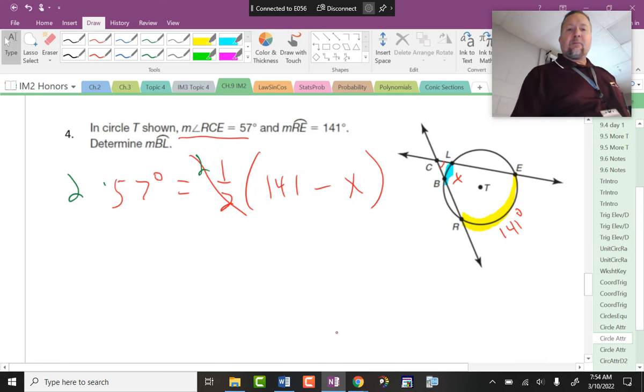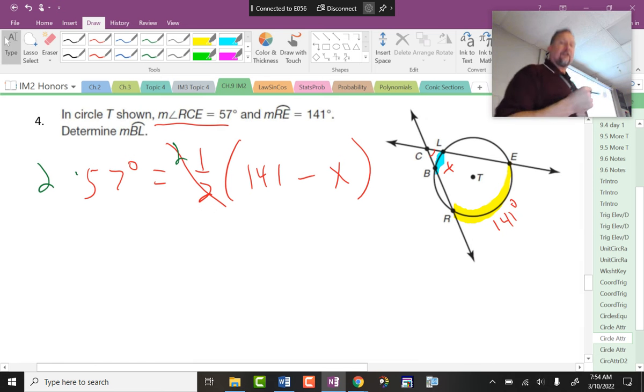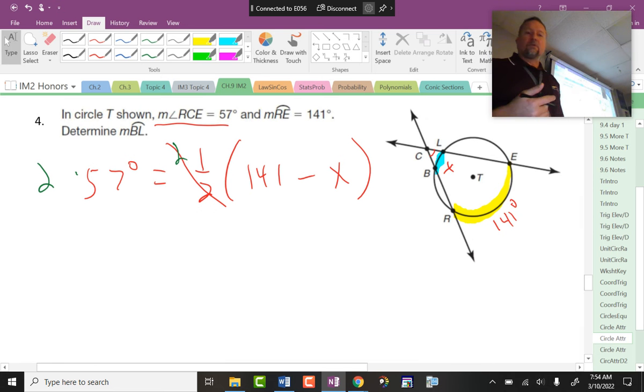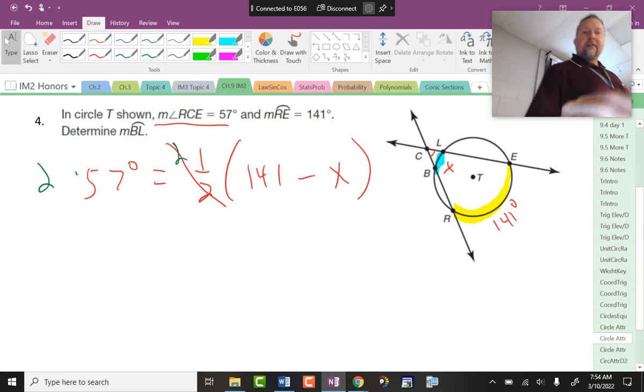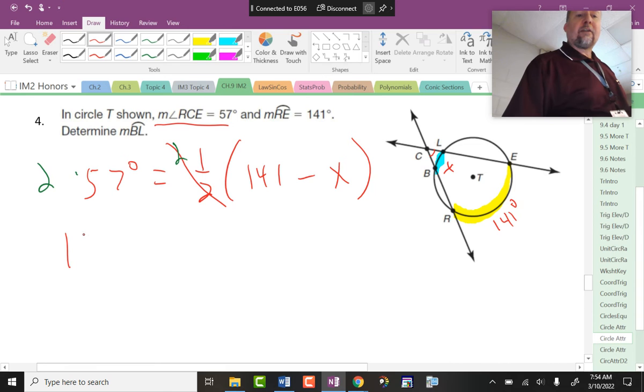So we were just setting this one up where the unknown is actually that little arc. So it's angle equals half big arc minus small arc, and then just continuing on. Short continuation of the notes.